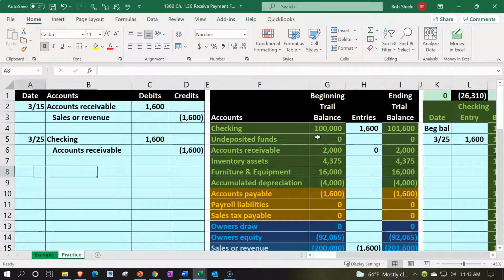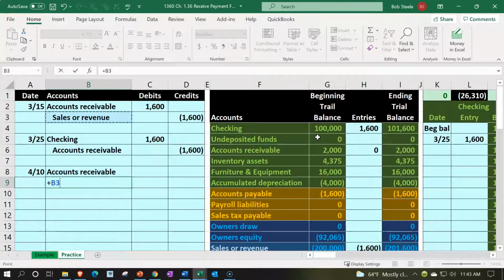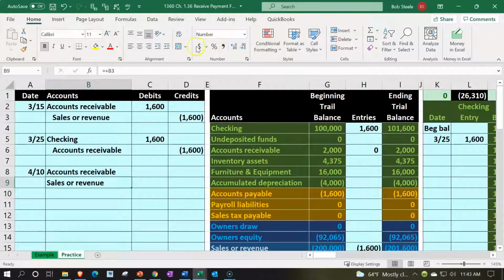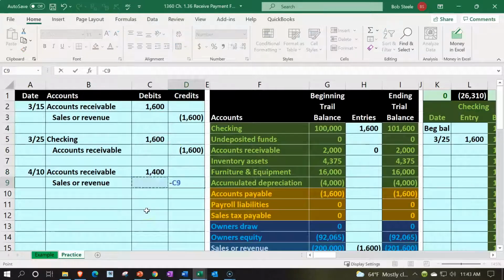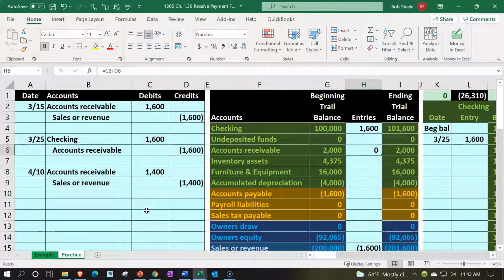So same starting point. We're going to make another invoice. Let's say it's on 410. So same invoice. We're not going to be dealing with inventory because we're focused on the accounts receivable. So same service type of invoice. We're going to say this time it was 1,400 just to change things up. So same starting point. We're going to go over here to cell H6.